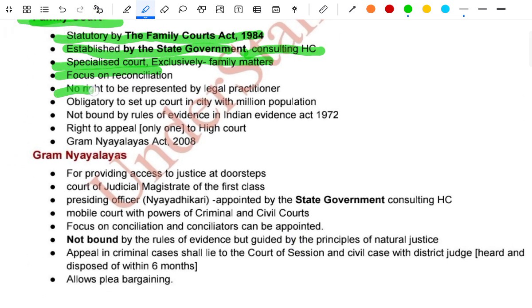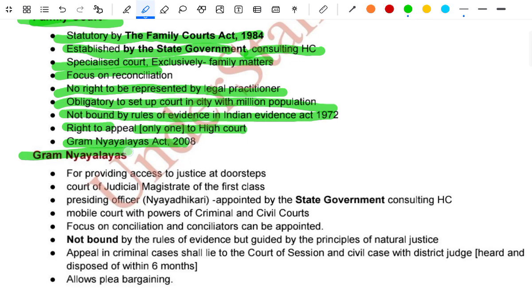There is no right to be represented by a legal practitioner. It is obligatory to set up a court in a city with a population of a million. It is not bound by the rules of evidence in the Indian Evidence Act 1872. The right to appeal is only one, to the High Court.